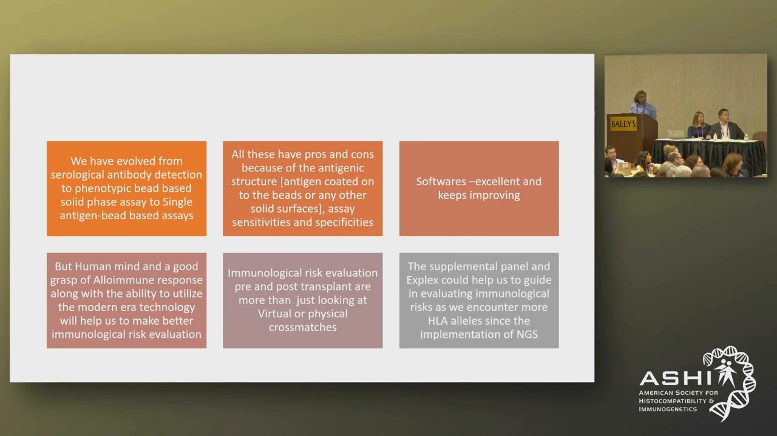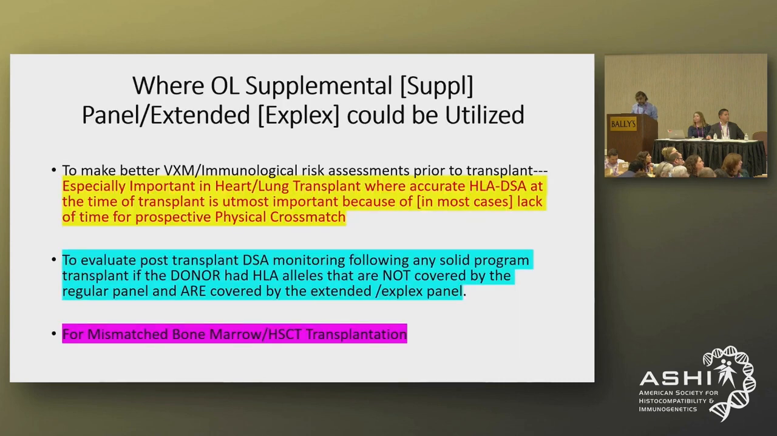So it is important to have that kind of insight to evaluate a virtual cross-match and a physical cross-match, to guide the physicians or the surgeons on whether it is okay to go for a transplant, or how to assess the immunological injuries post-transplant. Okay, there are a lot of slides, I'm not going through them, but if you want, we can come back to that. Why do we use the One Lambda supplement?